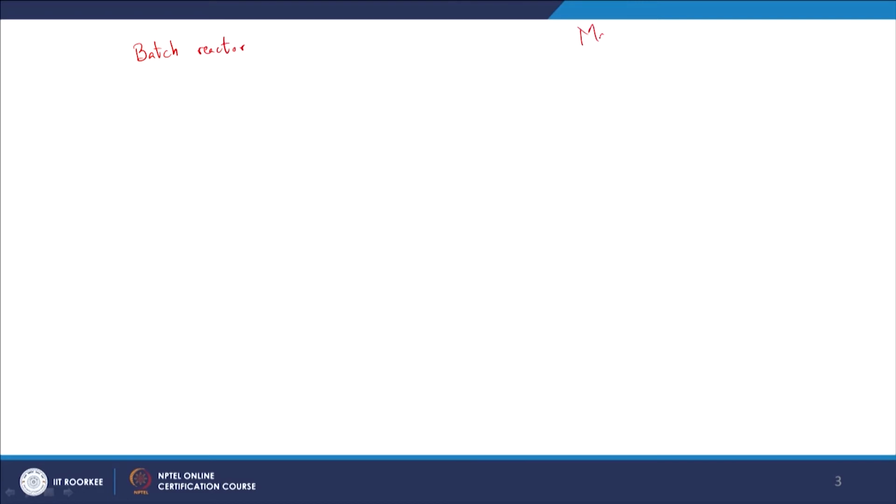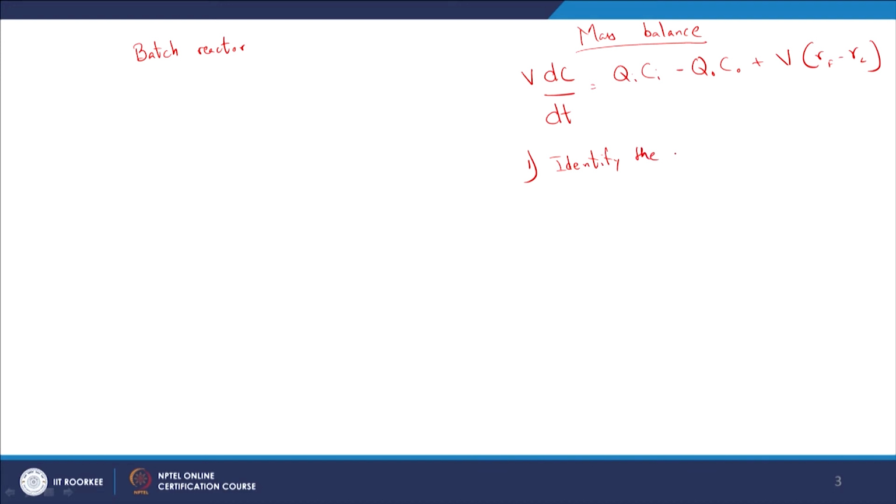The mass balance equation that we typically end up using is V dC by dt equal to Qin Cin minus Qout Cout plus volume into rate of formation minus rate of loss. Whenever you are applying a mass balance, there are a few aspects that you need to look at. First, identify the compound that you are trying to conduct the mass balance upon. So this is the first aspect.